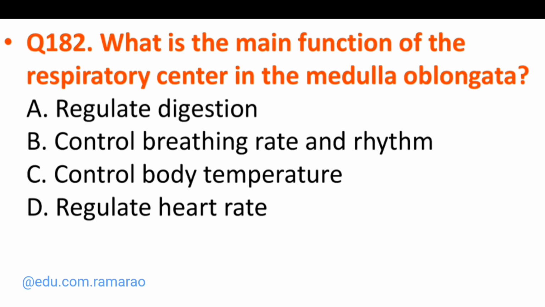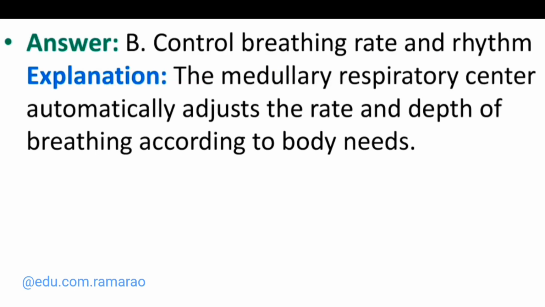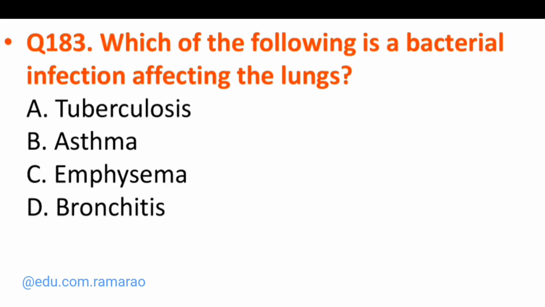What is the main function of the respiratory center in the medulla oblongata? Option A regulate digestion, option B control breathing rate and rhythm, option C control body temperature, option D regulate heart rate. The correct answer is option B control breathing rate and rhythm. The medullary respiratory center automatically adjusts the rate and depth of breathing according to body needs.